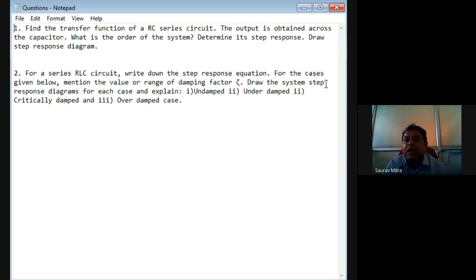Okay, so I'll remove whatever document I am showing, and I'll bring a new document, and we'll do first what is called the first order system response. So let me launch a new PDF. So first what we'll do is the first order RC circuit and its response.